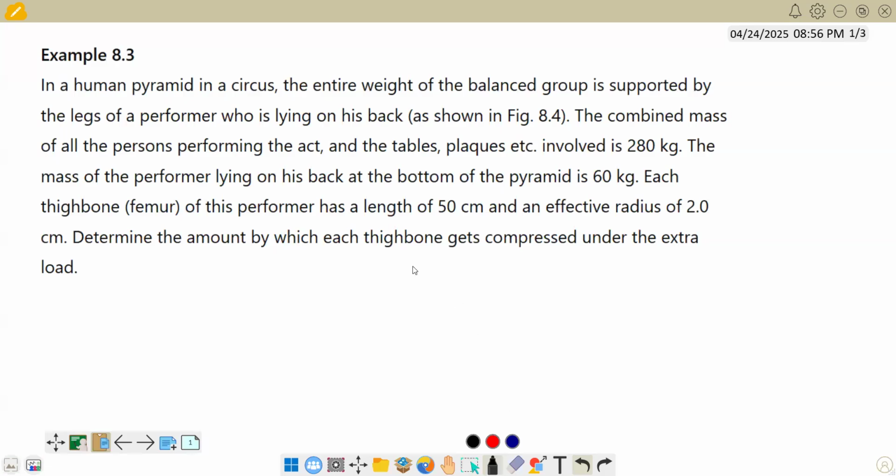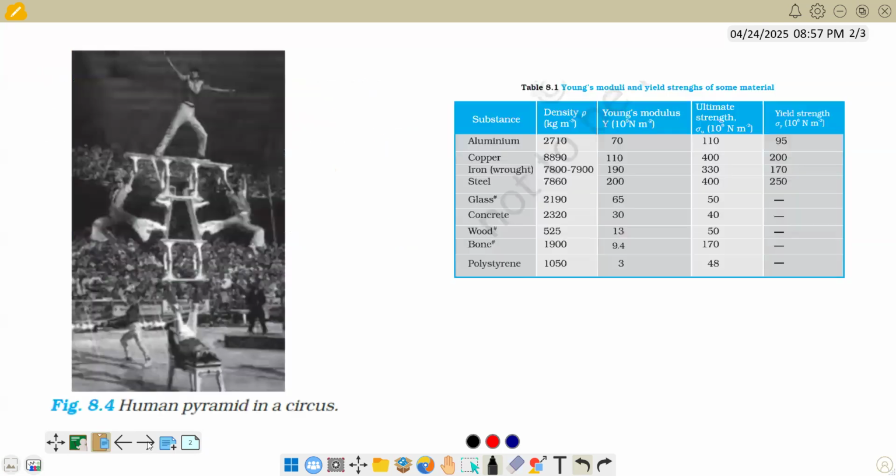Hello, student. The question says, in a human pyramid in a circus, the entire weight of the balanced group is supported by the legs of a performer who is lying on his back, as shown in figure 8.4. So this is the figure that is given in the NCERT, and you can see this is the whole group, and this entire weight is placed on the legs of the performer. So these are basically the legs of the performer on which the entire weight of the above thing is balanced.